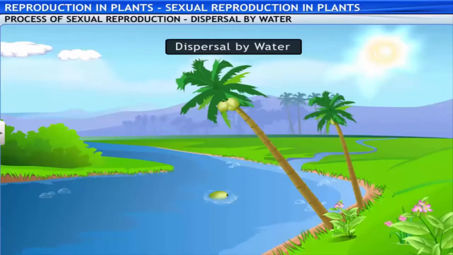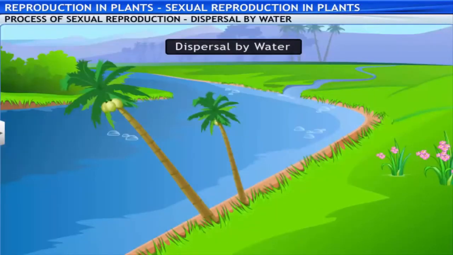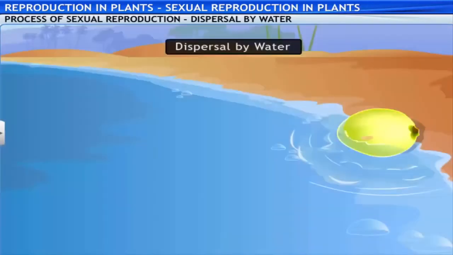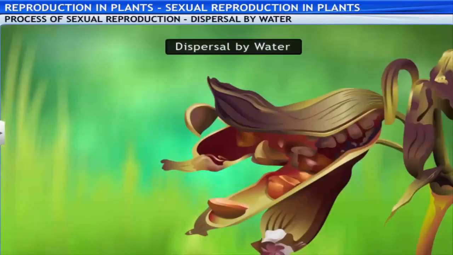Look at that coconut. It's floating in water. The seeds of the coconut trees fall into the water when they ripen. Its ability to float helps it get dispersed to far-off places by water. Other examples of plants that use this method of dispersal are lotus and the pond iris.